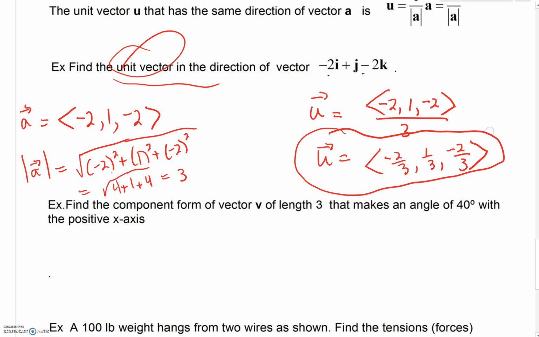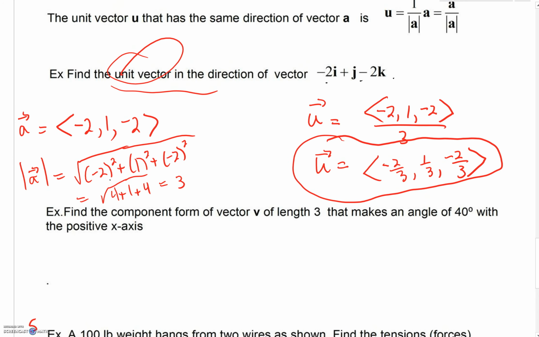All right. So we're going to finish with this last problem right here. We're going to skip this bottom one. But it says find the component form of vector v of length 3 that makes an angle of 40 degrees with the positive x-axis. And wow, as you begin to look at this, you could think, well, I've got this length of 3, and I've got 40 degrees right here. And really what we need to do is find this x component and find this y component.